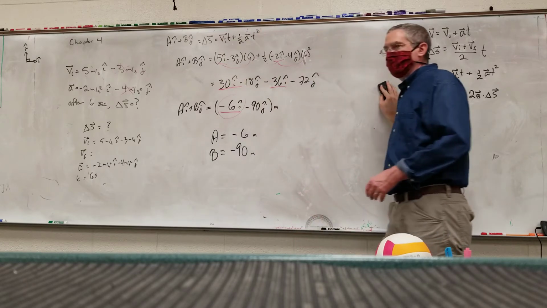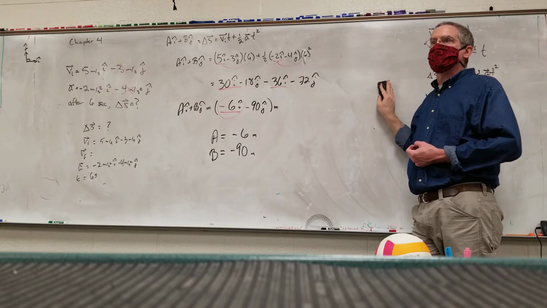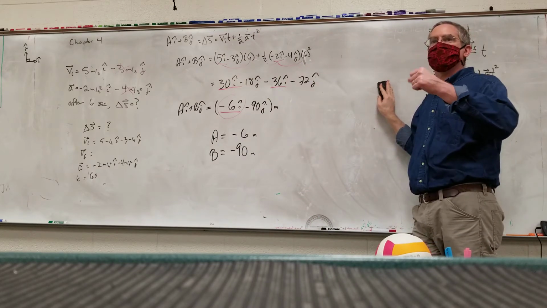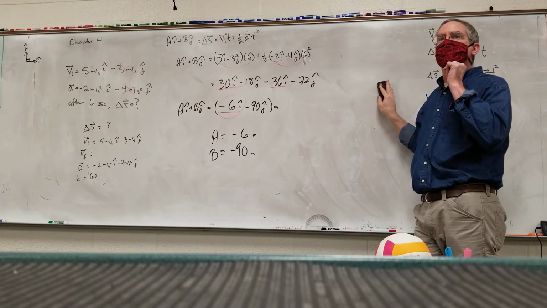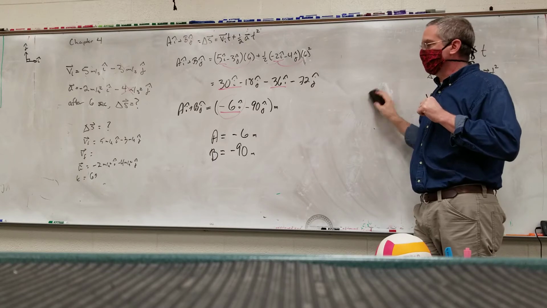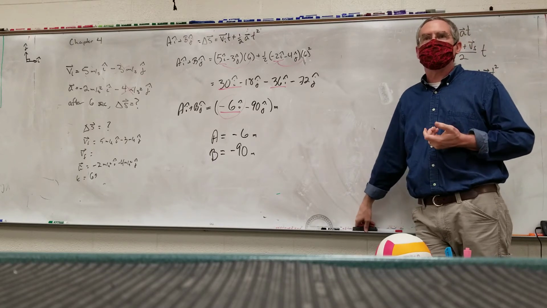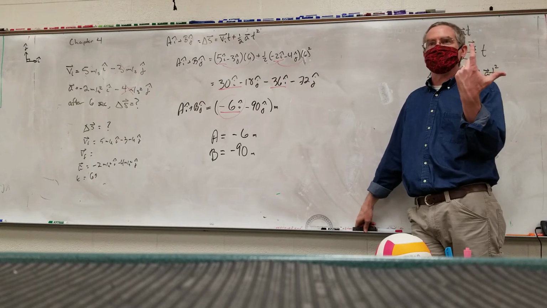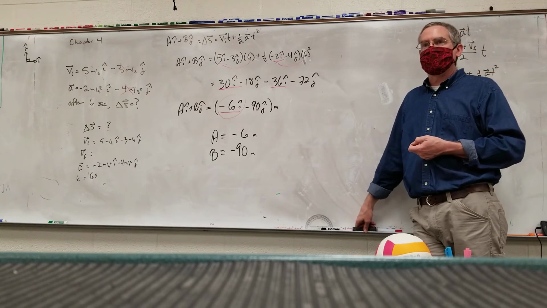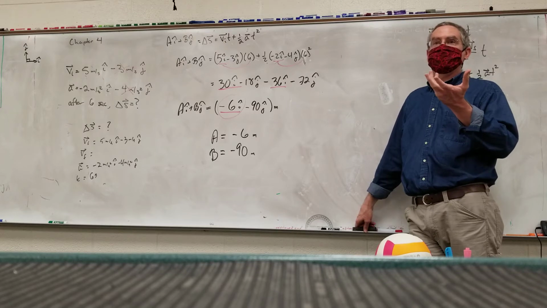Questions on this before I erase it? Awesome. Okay, Max? What's the point about the i hat and j hat? Direction, because vectors have a direction. Yeah. It's a way of expressing the direction in what's called rectangular coordinates. Is that sufficient? Yeah. Okay.